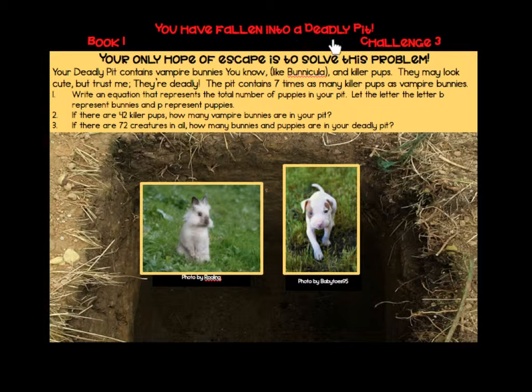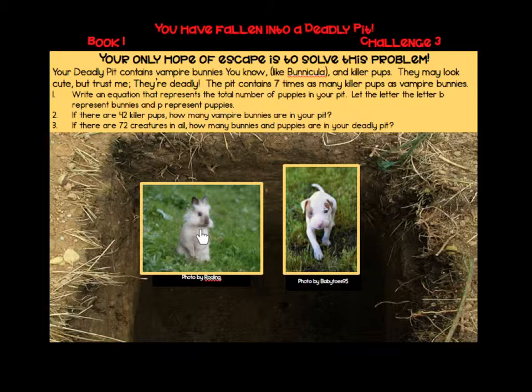You have fallen into a deadly pit, my friend. Your only hope of escape? Solve this problem. Your deadly pit contains vampire bunnies right there, like Bunnicula. If you didn't read the book, it's actually quite good. And killer pups right there. And they may look cute, but trust me, they are deadly, my friends. Your pit contains 7 times as many killer pups right here as vampire bunnies right there.